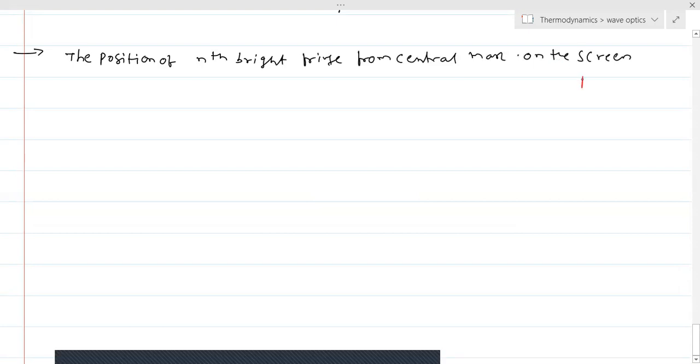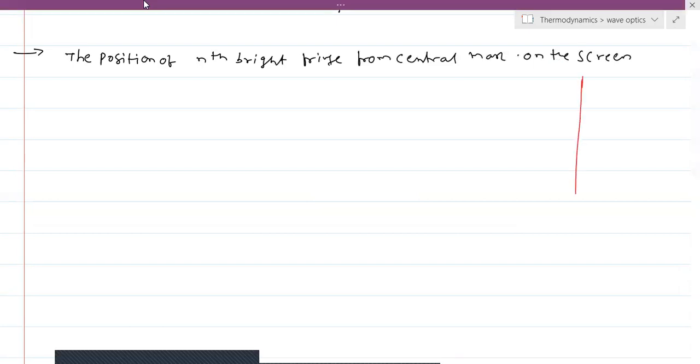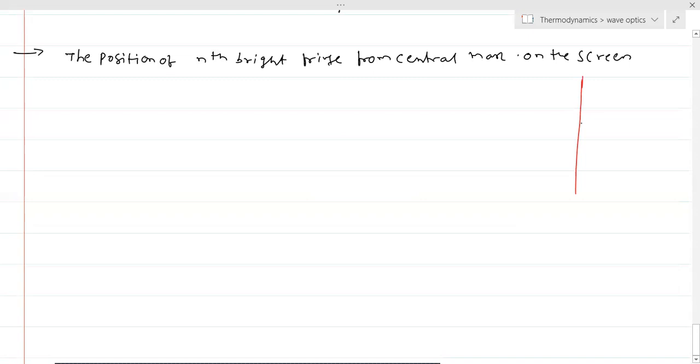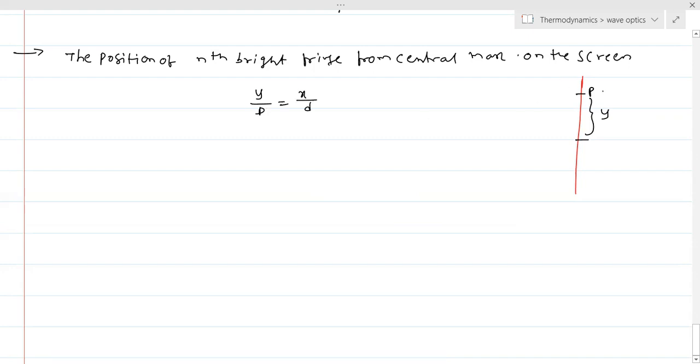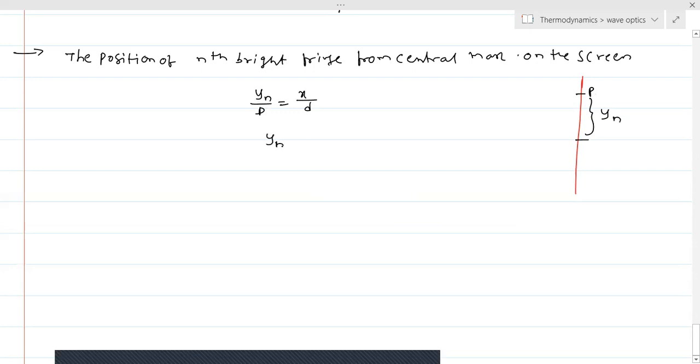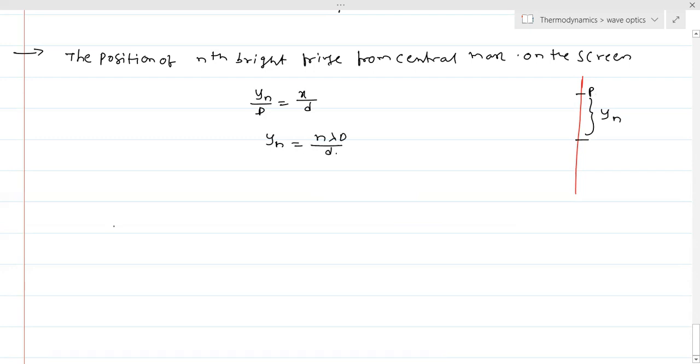For example, I'm taking the screen. On the screen, you are observing a point P at position y. Again, we will use the same principle, y by D is equivalent to x by d. Because this refers to the nth fringe, instead of y we will take yn. So yn equivalent to x means n lambda D by small d.